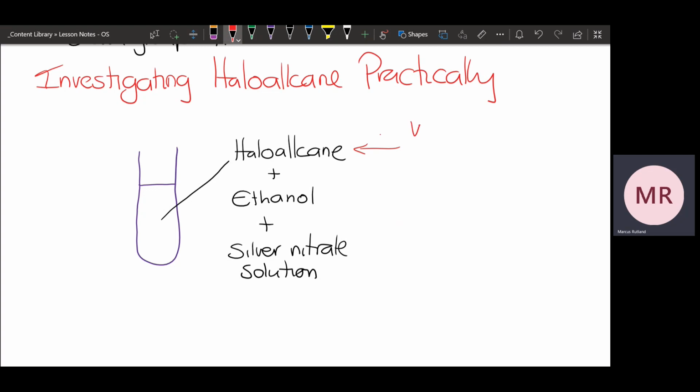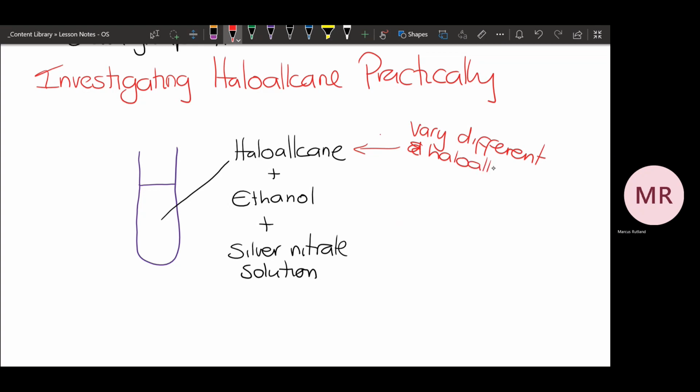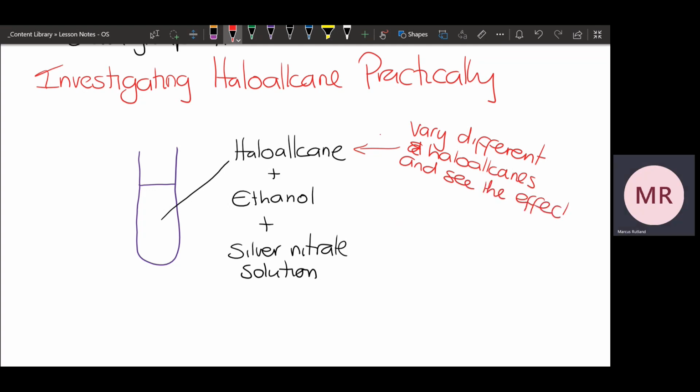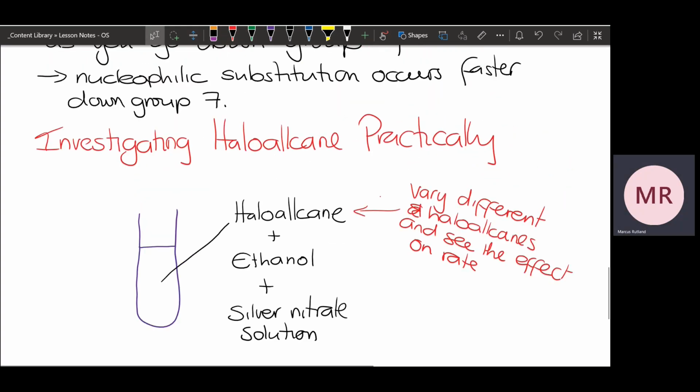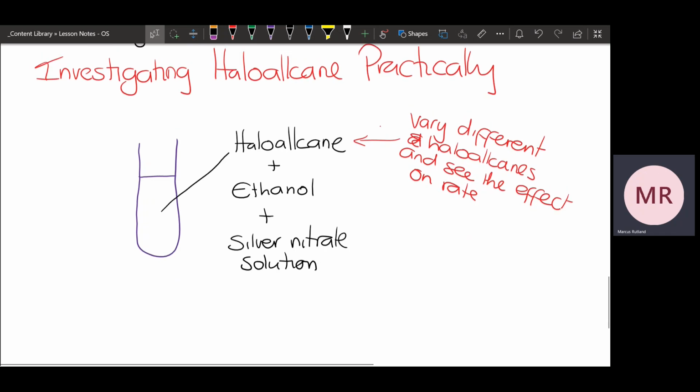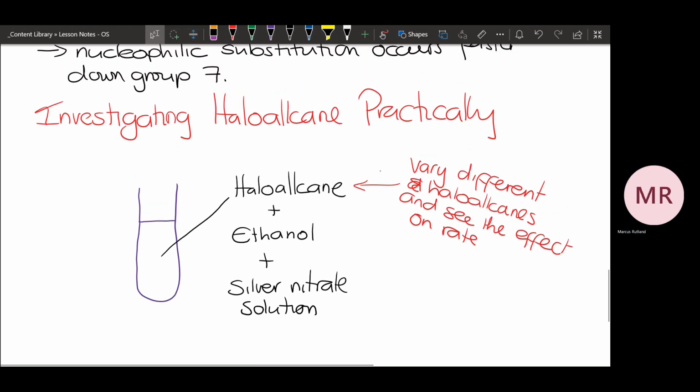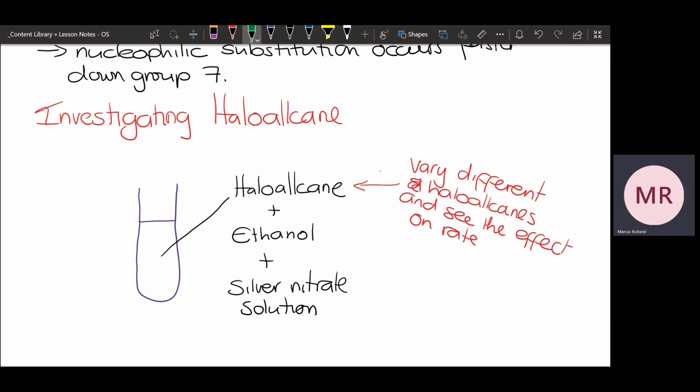So this is where you use different haloalkanes and see the effect on rate. That's fair enough. That's literally what you're investigating: haloalkane reactivity, practically.